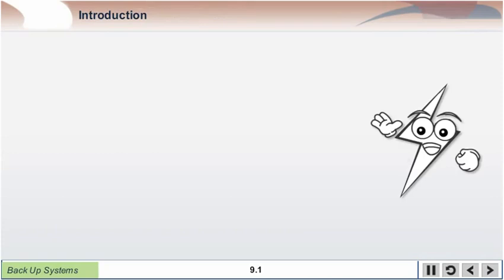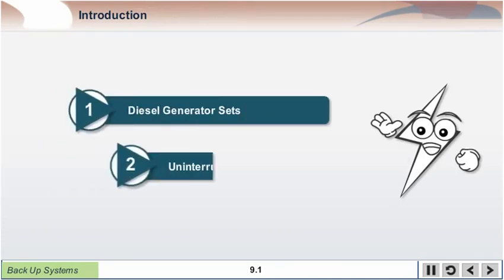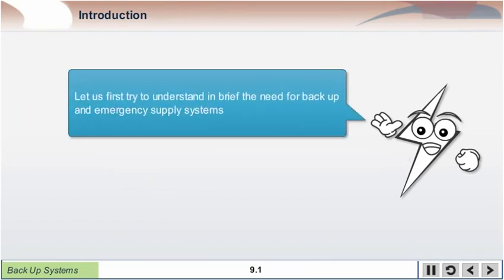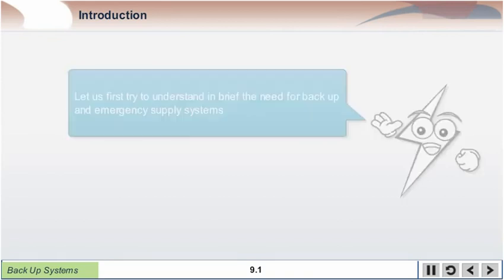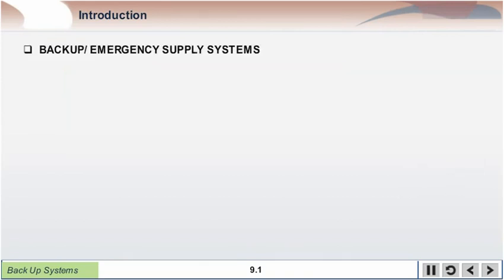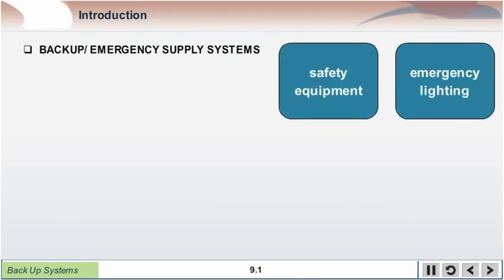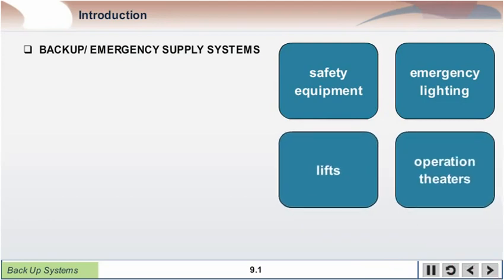This module shall mainly cover diesel generator sets and uninterrupted power supply systems. Let us first try to understand in brief the need for backup and emergency supply systems. Critical loads like life safety equipment, emergency lighting, lifts, operation theaters in the hospitals, servers, etc.